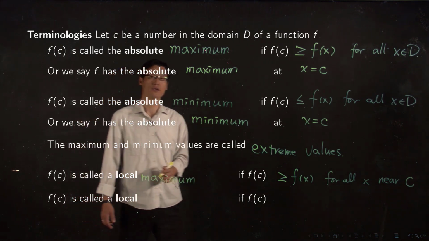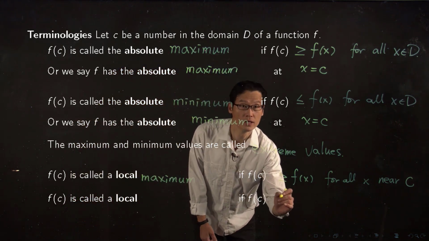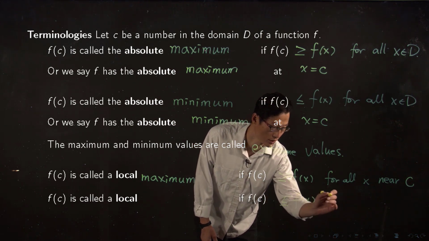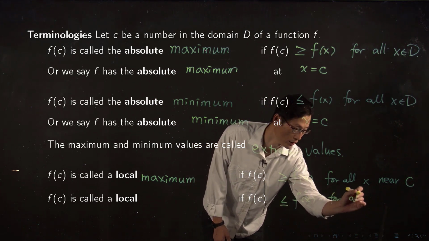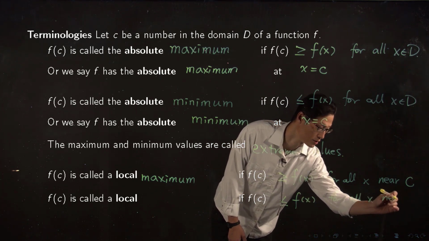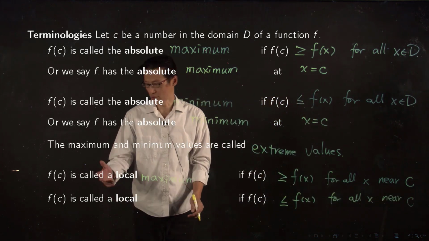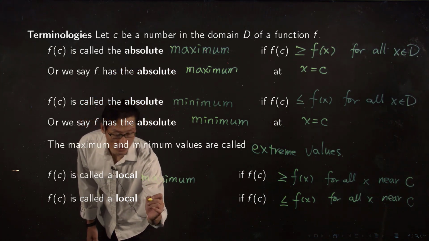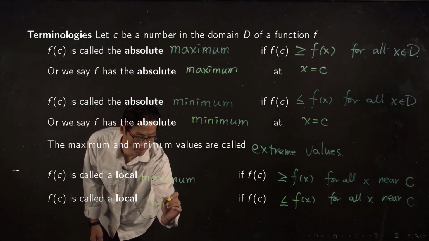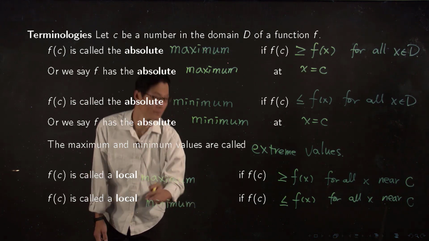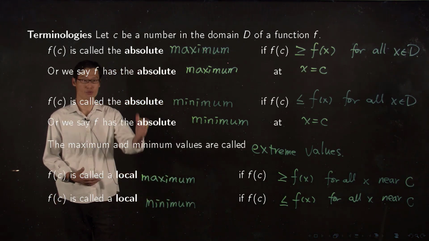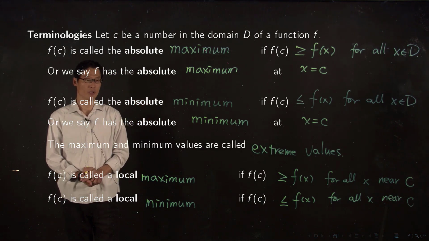And similarly, if f of c is less than or equal to function value for all x near c, then we say this f of c is local minimum. In the next slide, we will look into more examples to make sure what those terminologies stand for.